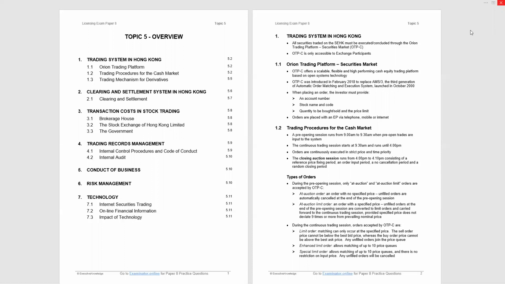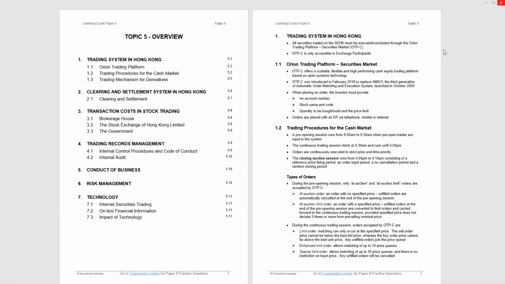So the trading system in Hong Kong, right at the top, page 2: all securities traded in the stock exchange must be executed through the Orion trading platform. The Orion trading platform is only accessible to exchange participants, and that is worth a question on its own. So be aware, if you're an exchange participant, you get direct access to the Orion trading platform.